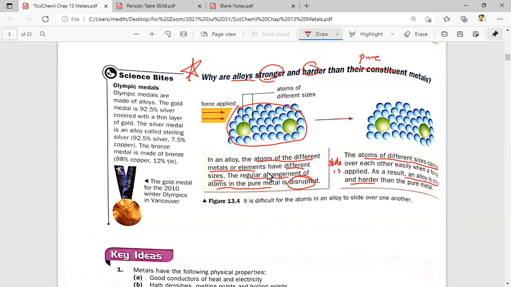I realized out here I got missing words. So the atoms of different sizes cannot slide over each other easily when a force is applied. As a result, an alloy is actually stronger and harder.